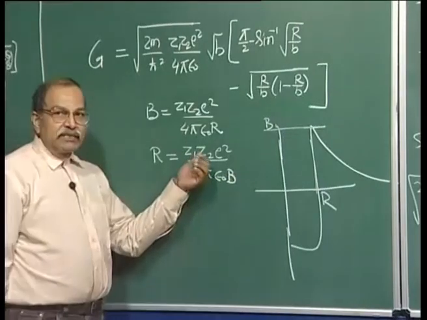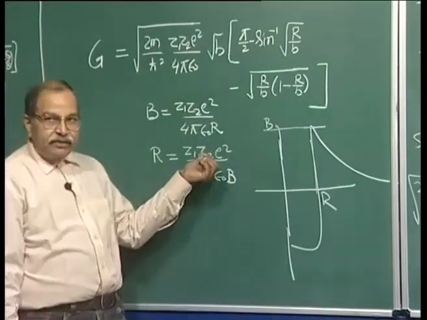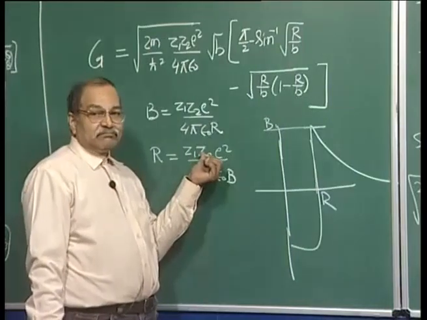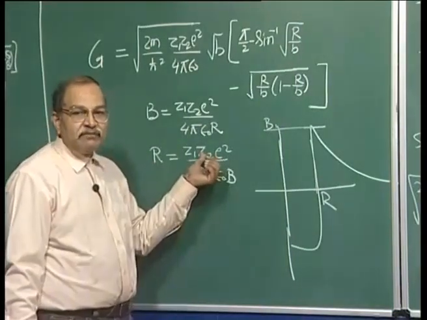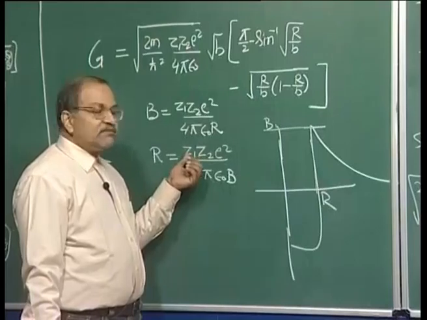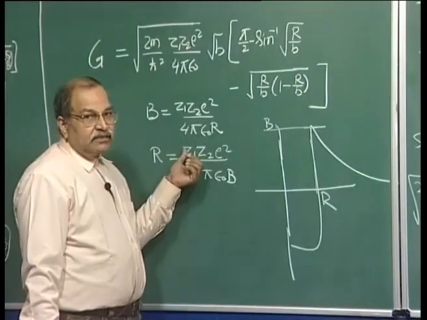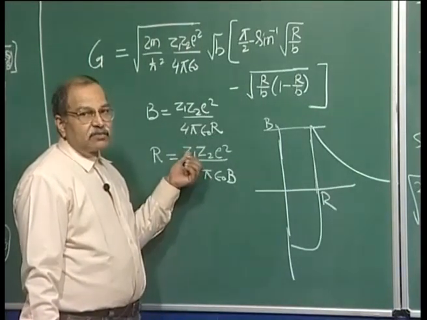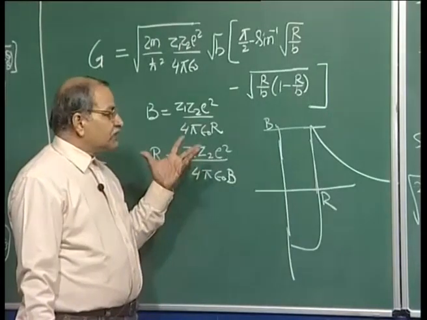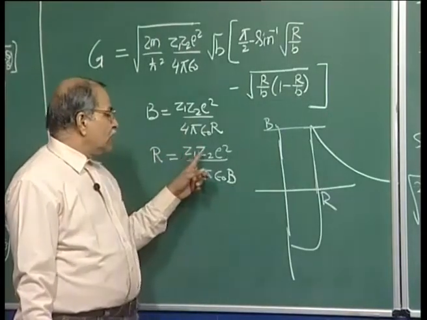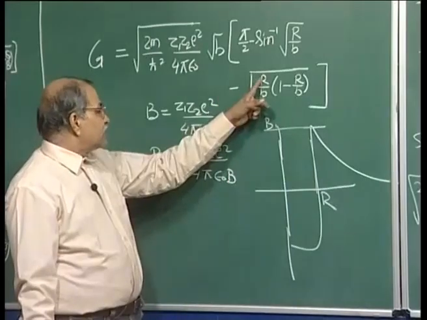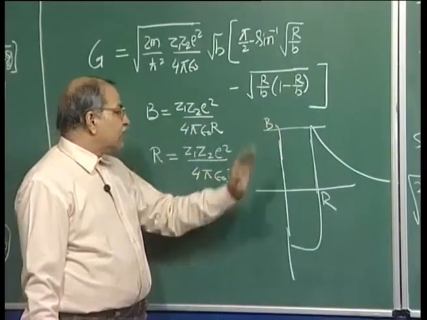What is Z1 and what is Z2? Z2 is 2, the charge number, the proton number of the helium nucleus, and Z1 is the proton number of the residual or daughter nucleus. So, you start with the parent nucleus, it is Z minus 2 and this is 2. So, this capital R can be written in terms of this barrier height B.